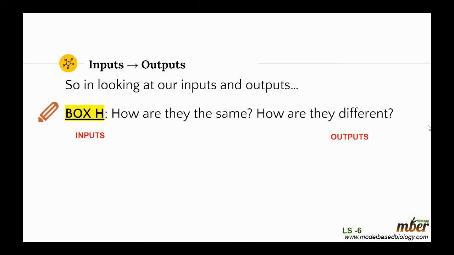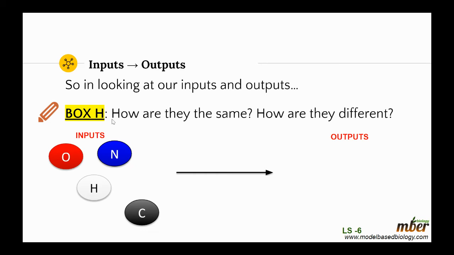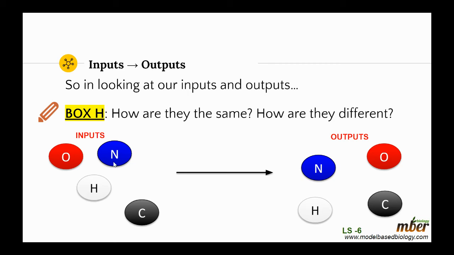Inputs and outputs. Looking at our inputs and our outputs, Box H, how are they the same? How are they different? They're the same because they have the same molecules. Our inputs are made of carbons, hydrogens, oxygen, and nitrogens, and our wastes are also made out of carbon, hydrogen, nitrogen, and oxygen. They're different because they've been rearranged.